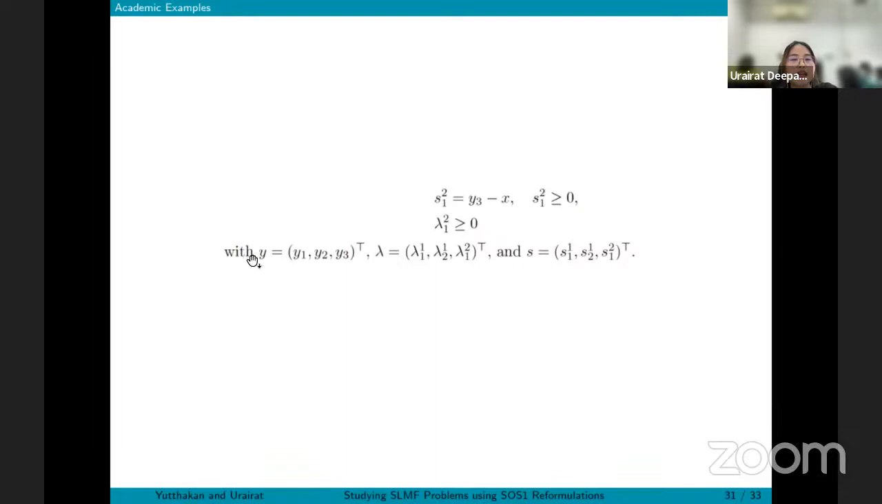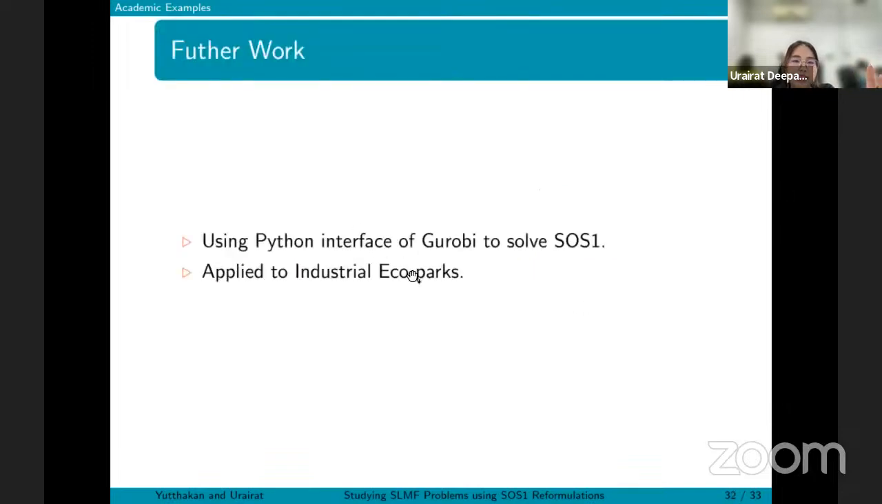So we get y, that is, y1, y2, and y3. The parameters lambda are lambda 11, lambda 21, and lambda 12. And we obtain the slack variables S11, S21, and S12. After that, in this work, we use the Python interface of Gurobi to solve it.